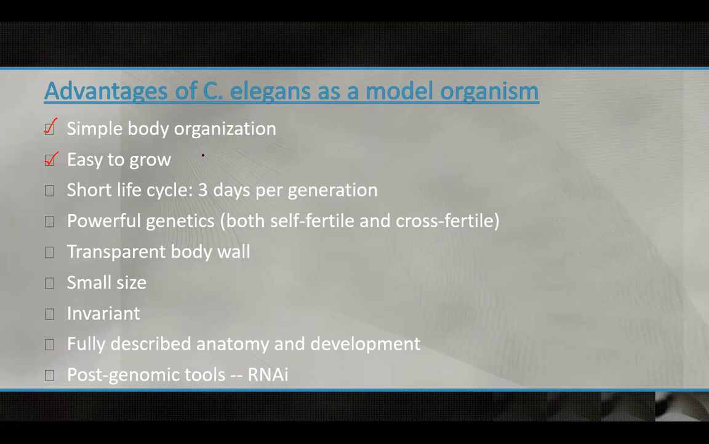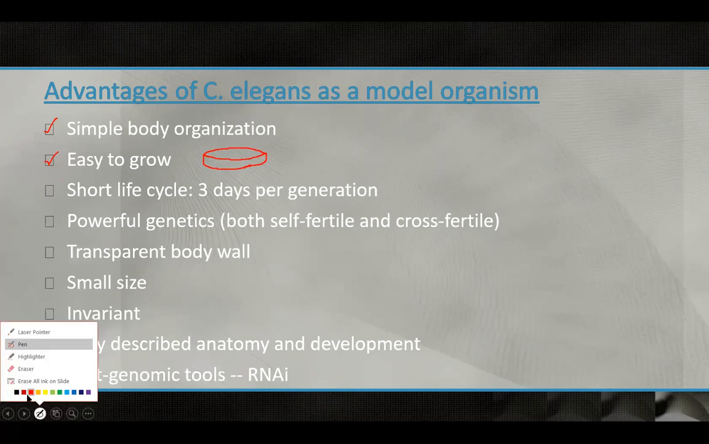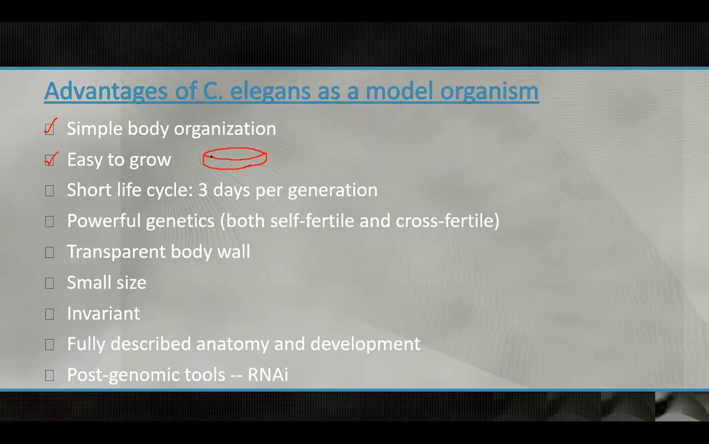Okay, so you can just take a bacterial colony, a bacterial plate, or a bacterial lawn over which all these C. elegans can effectively grow. Suppose this is a bacterial lawn, then C. elegans can effectively grow over it.